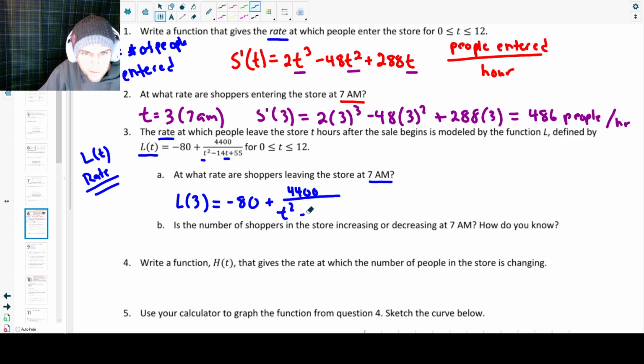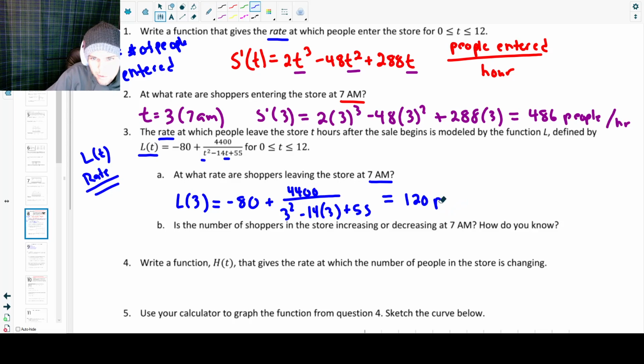T squared minus 14 times 3. I needed to not write that as a t, but that's okay, we'll fix it. That's 3 squared. All right, and when we do our calculations here, we find that this rate is 120 people per hour. And this is the rate at which people are leaving the store.